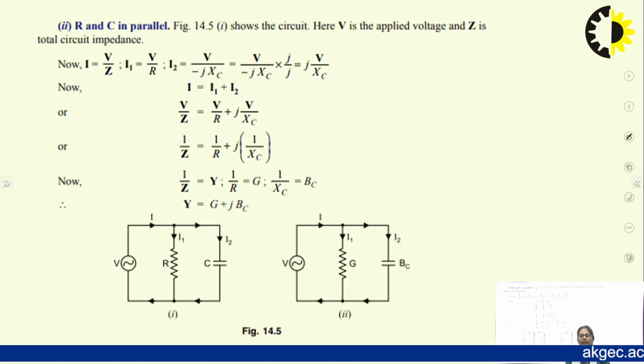Similarly, if I go with RC, with the same calculation I get I1, then I2, adding both of these. This time I will be getting admittance equal to G plus JBC, capacitive susceptance.